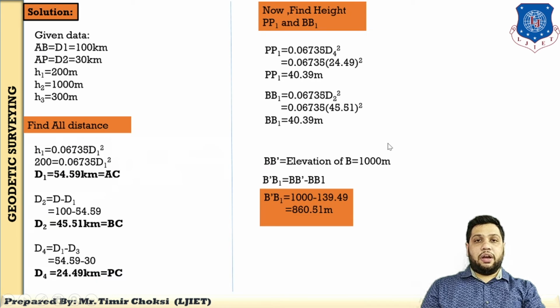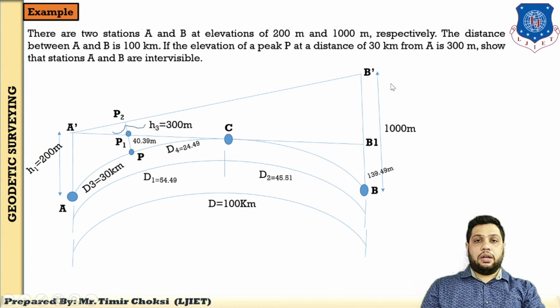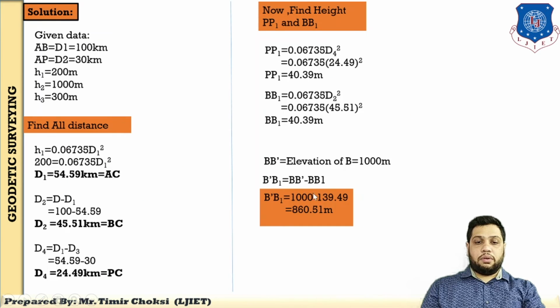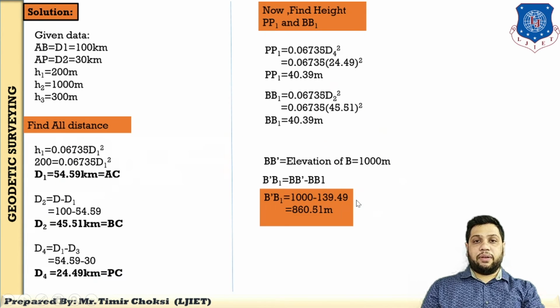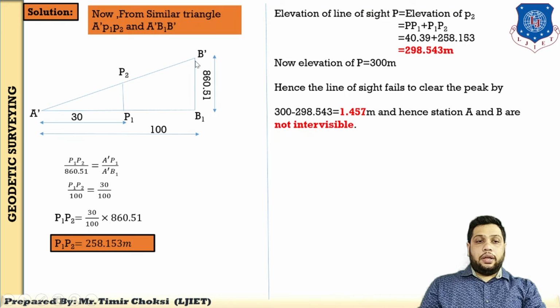Further, you have to check whether A and B are intervisible, yes or no. So you have to find B dash B1. So 1000 minus 139.49, the value we got from BB1. Here the BB1 value is 139.49. So 1000 minus 139.49, the answer is 860.51.